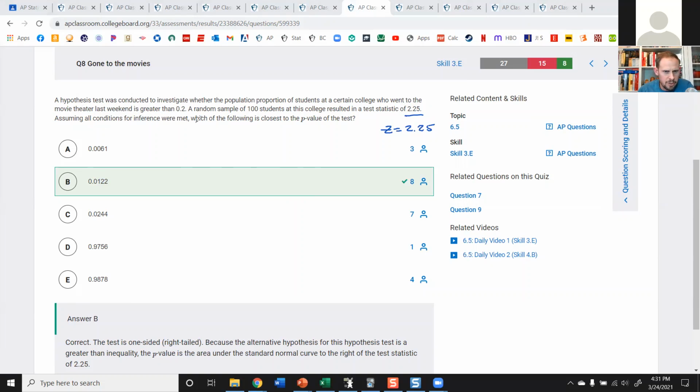Assuming all conditions for inference were met, which of the following is closest to the p-value of the test? All right, and we wanted to know whether the proportion who went to the movie theater is greater than. So this is a one-sided test, and we're getting a Z.